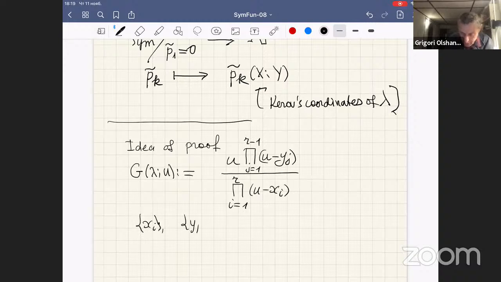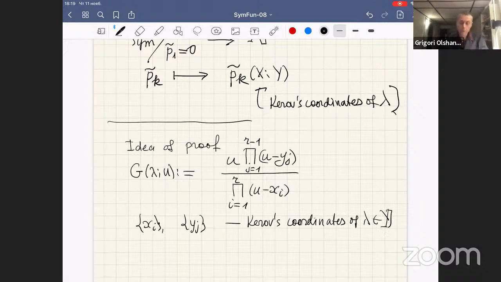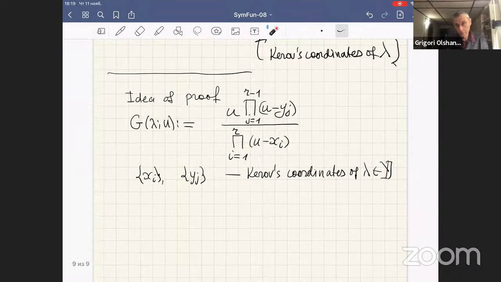And these are the coordinates of our Young diagram. So let's assign to our diagram lambda some new kind of generating function, something different. And the idea is to relate it to our initial generating function, and the result looks as follows.